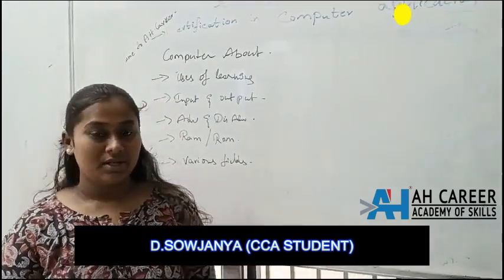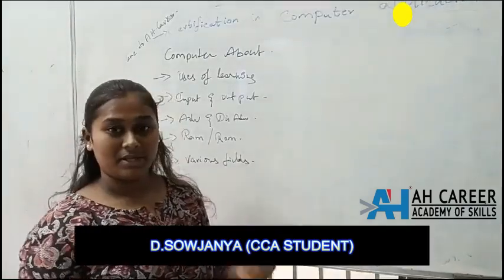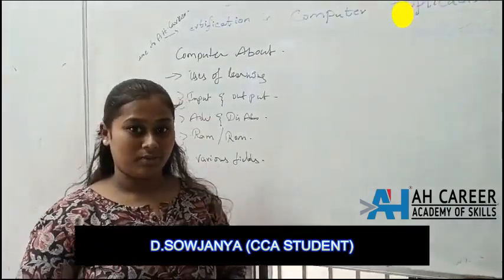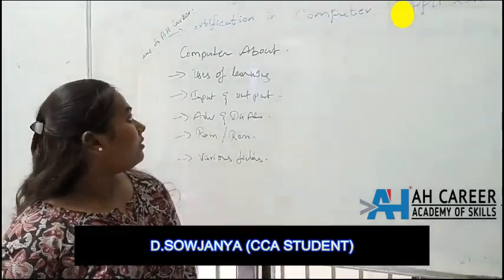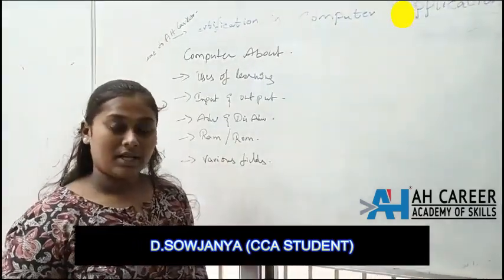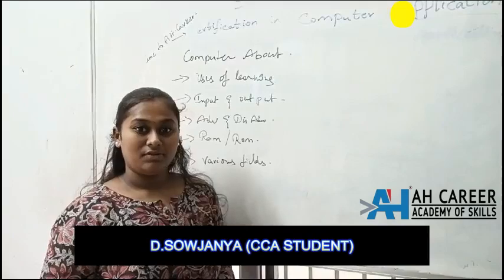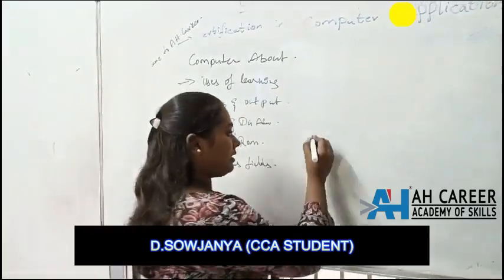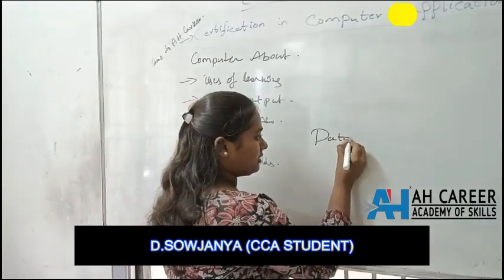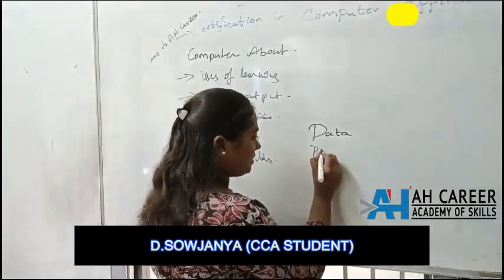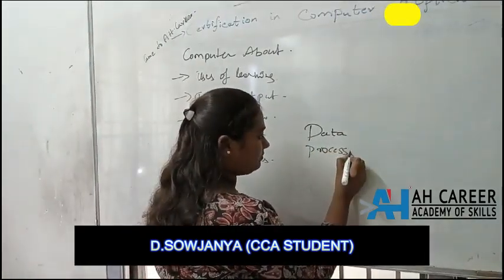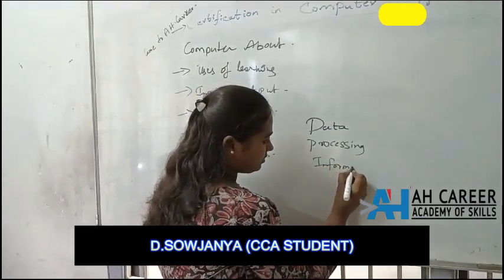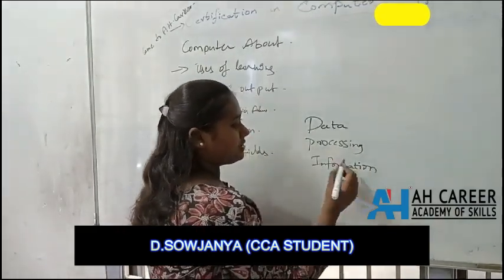CCA course. In this course, we learn the basics of the computer. In this present generation, we must know about the basics. What is a computer? A computer is an electronic mechanical device which takes input, processes data, and produces information. Data is the collection of facts and figures. Process means manipulating data. Information is the processed data.